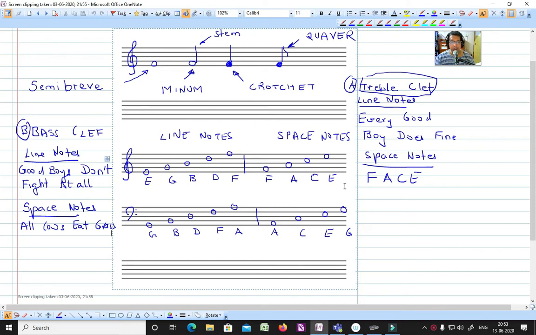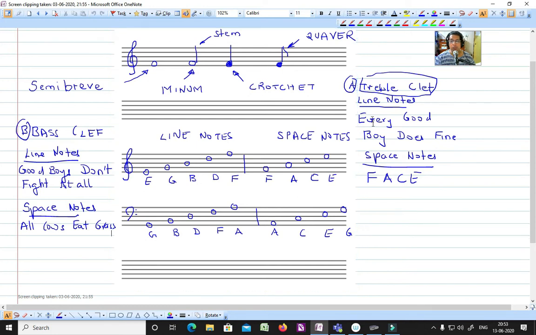Just a quick revision of what we did last time. We have here the treble clef notes. These are the line notes because they are on the line, and these are the space notes because they are on the space. Similarly, in the bass clef we have the line notes and we have the space notes.